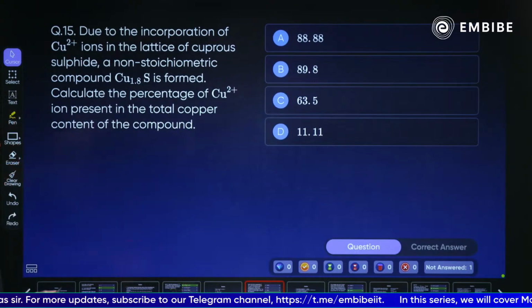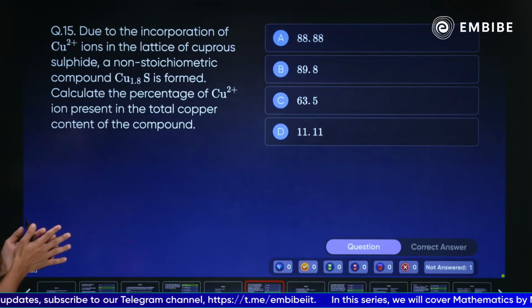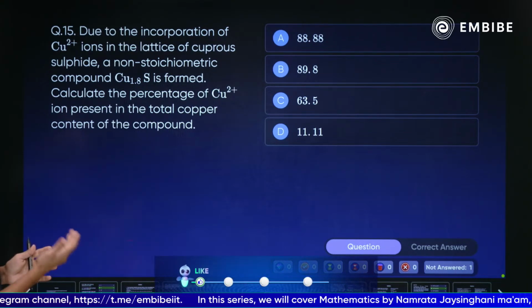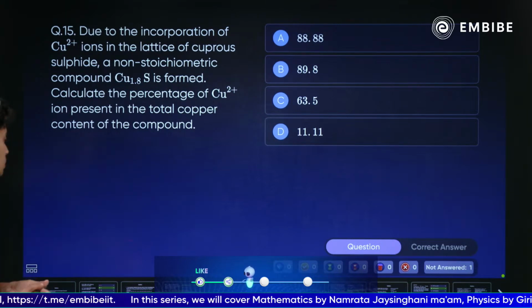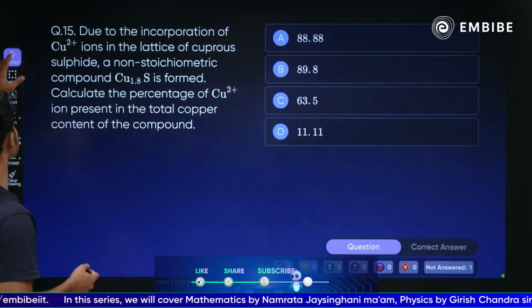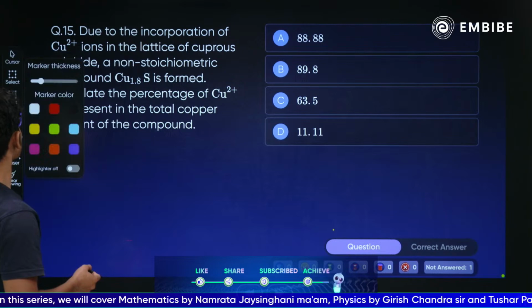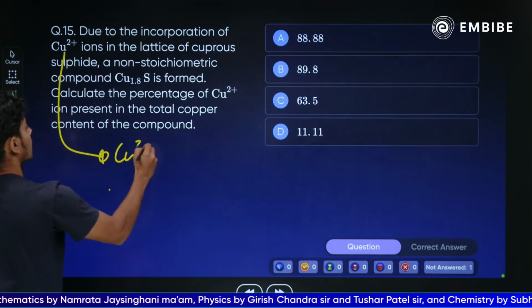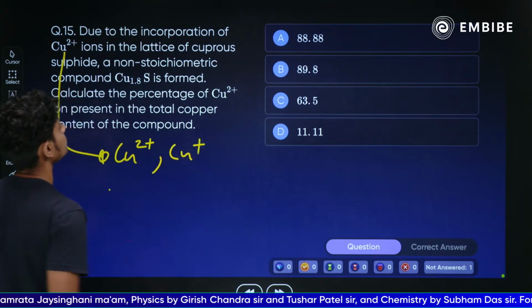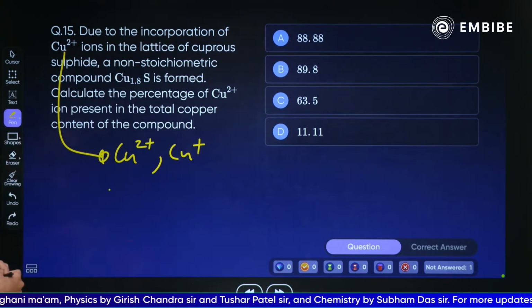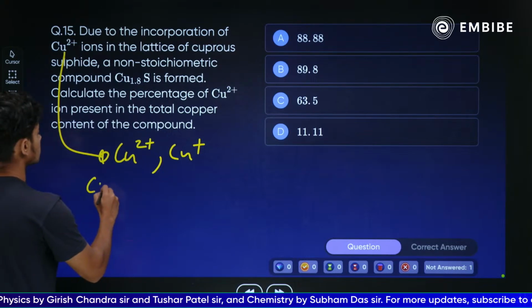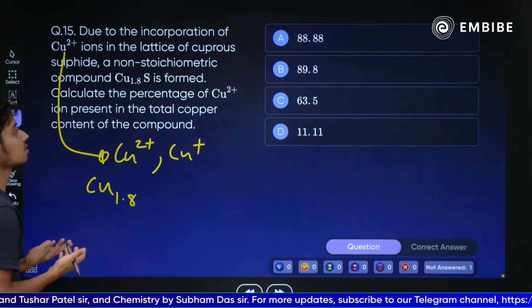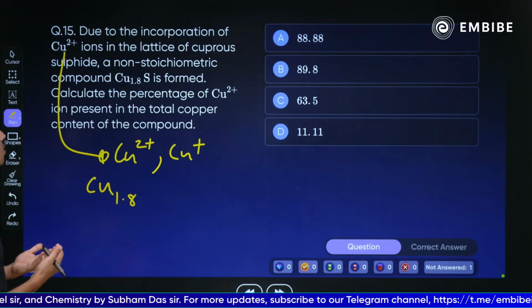Question is, due to incorporation of Cu2 plus ions in the lattice of cuprous sulfide, you have both Cu2 plus and Cu plus ions. Cuprous sulfide is a non-stoichiometric compound, Cu1.8S. So the net effective charge of copper is 1.8.